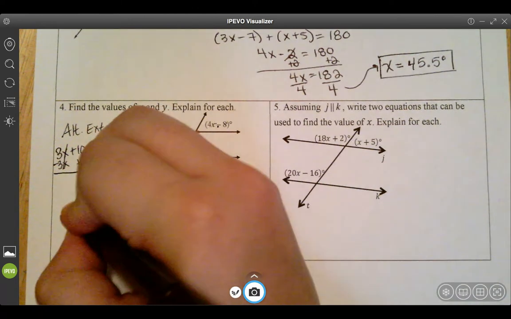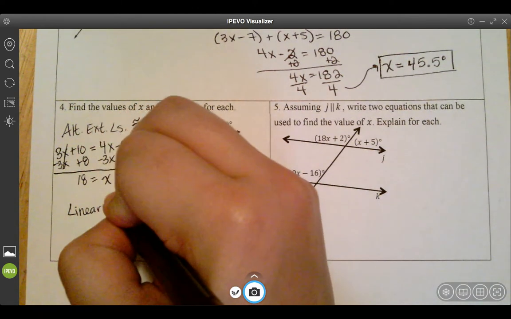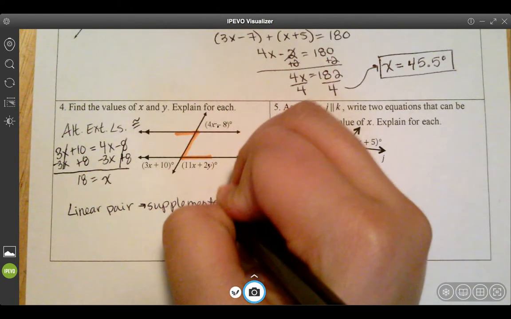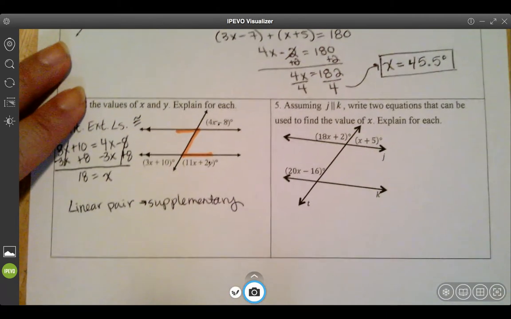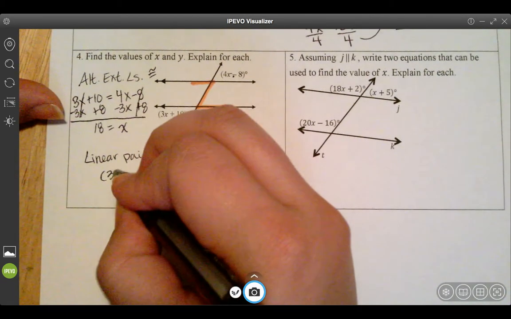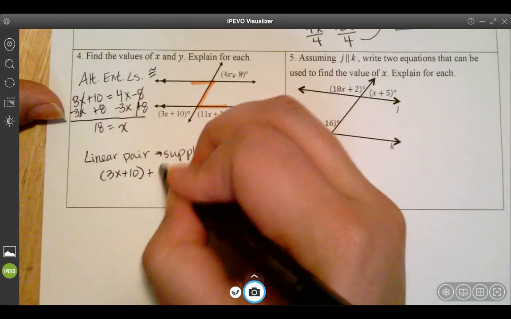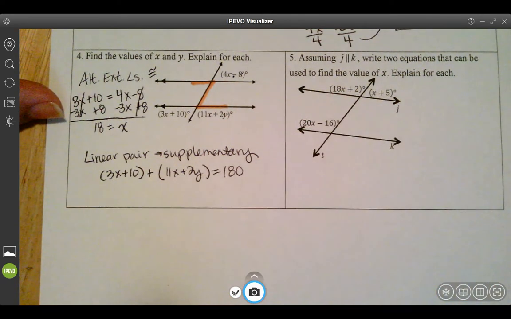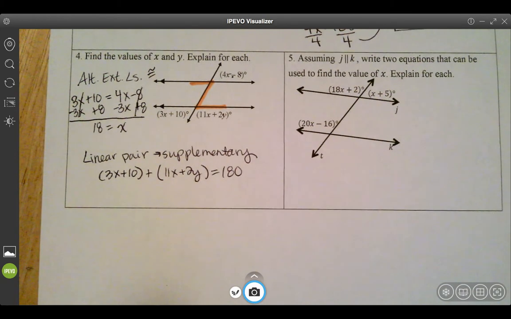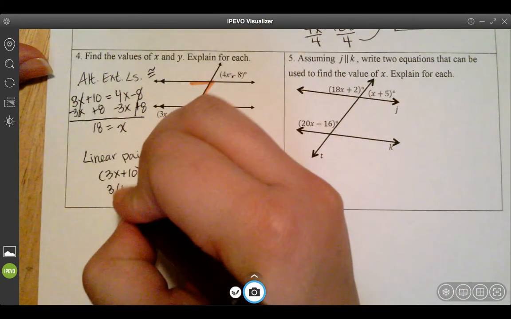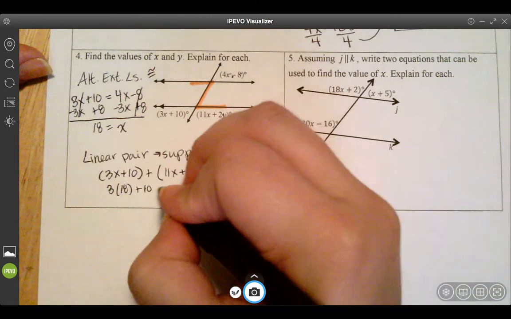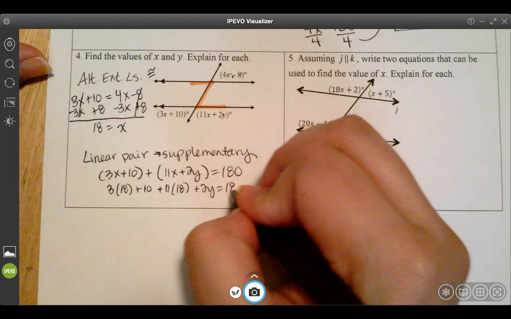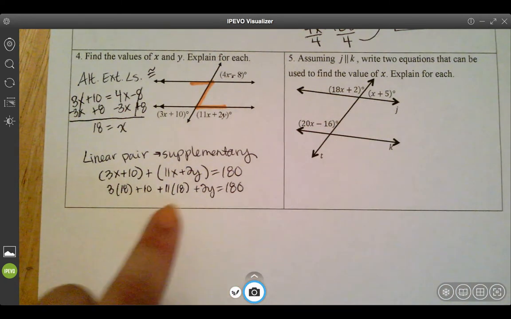So linear pair are supplementary, which means 3x plus 10 plus 11x plus 2y equals 180. But we already know that x is 18. So we can say this is 3 times 18 plus 10 plus 11 times 18 plus 2y equals 180. And I'm going to put that whole thing in my calculator.